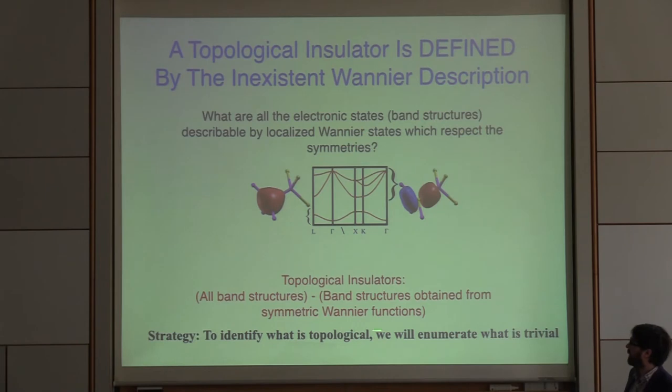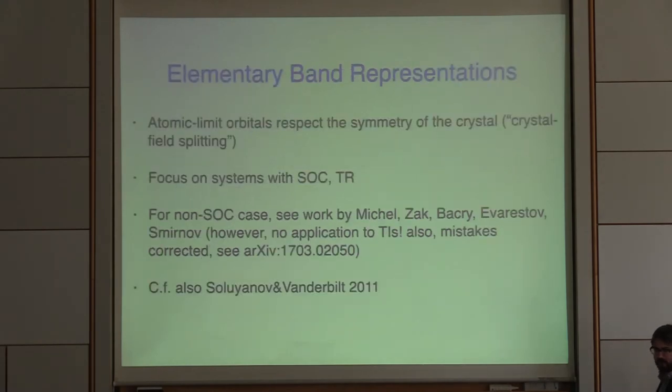But once we have those, then we have all the band structures. We can take the quotient of the occupied band structure by those obtained from symmetric maximally localized Wannier functions, and we can find what's non-trivial. So in order to get a classification of all the things that are trivial, we go to the theory of Zak, and then Michel, Zak and Bacry for single groups. And this is the theory of elementary band representations. What Zak said is that if I want to look at a crystal, there are some building blocks of band structures, and the building blocks of band structures are these elementary band representations.